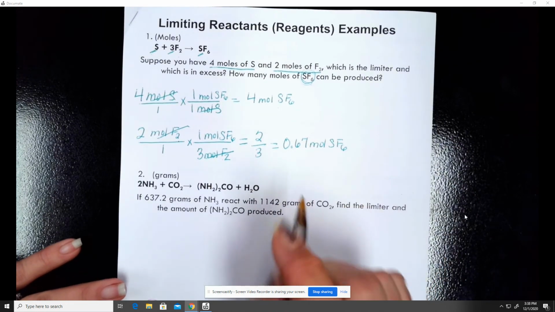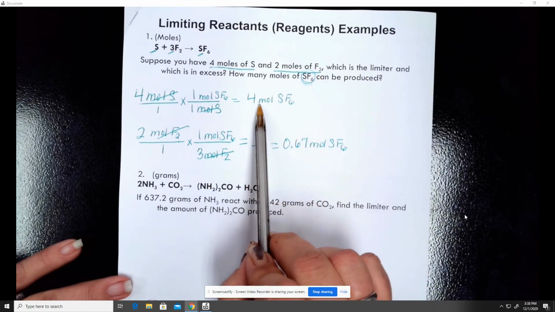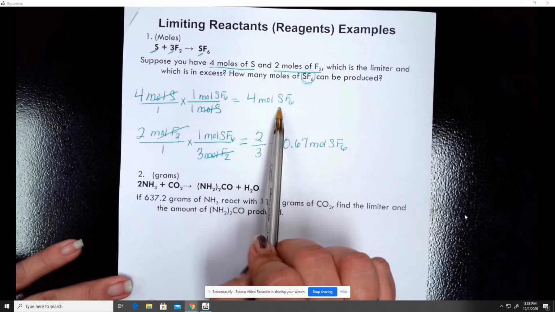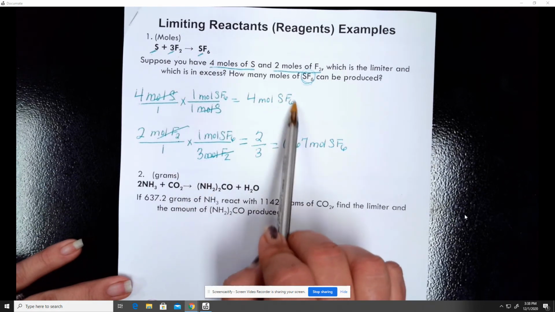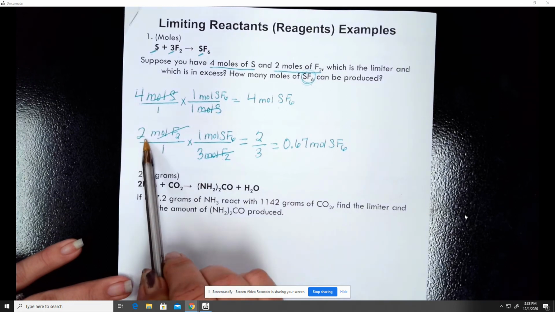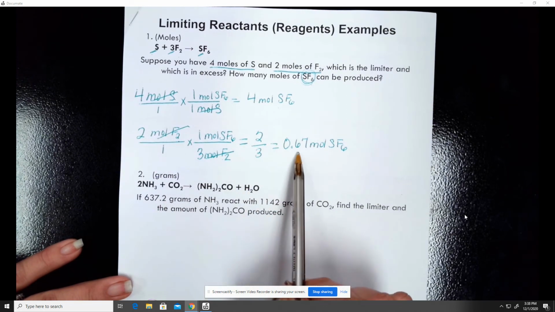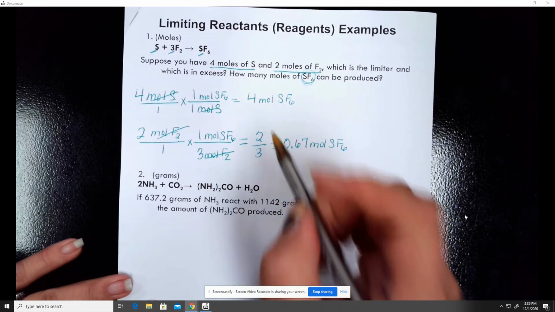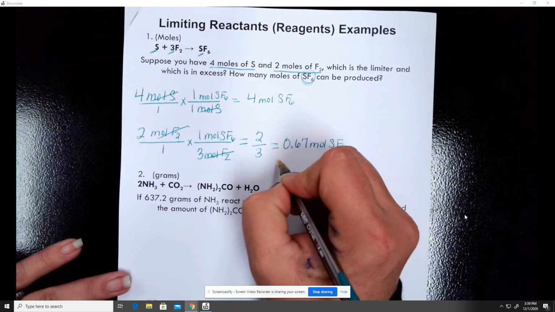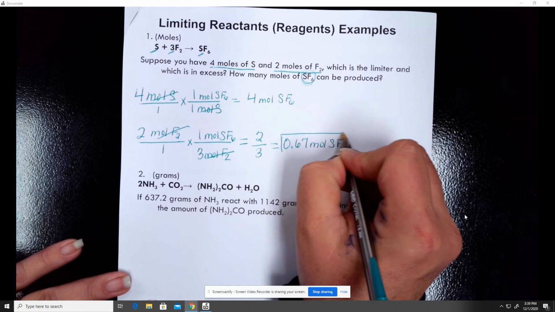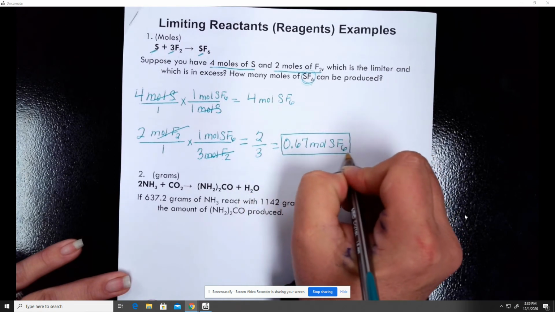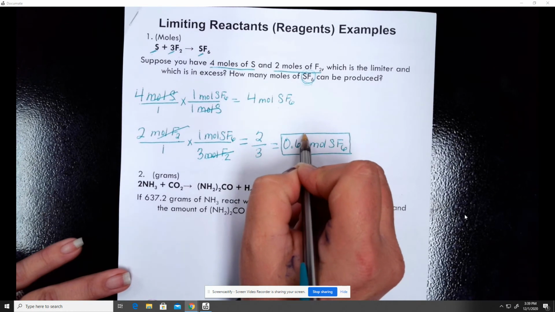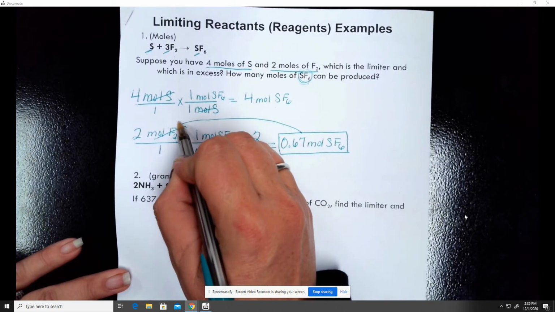All right, so what we have determined, we always go with the smaller number. 4 moles of sulfur will end up making 4 moles of SF6. 2 moles of fluorine will end up making 0.67 moles of SF6. The number that is the smallest is the one that we're going to look at to determine our limiter. So 0.67 is smaller. We're going to look back at what we started with.